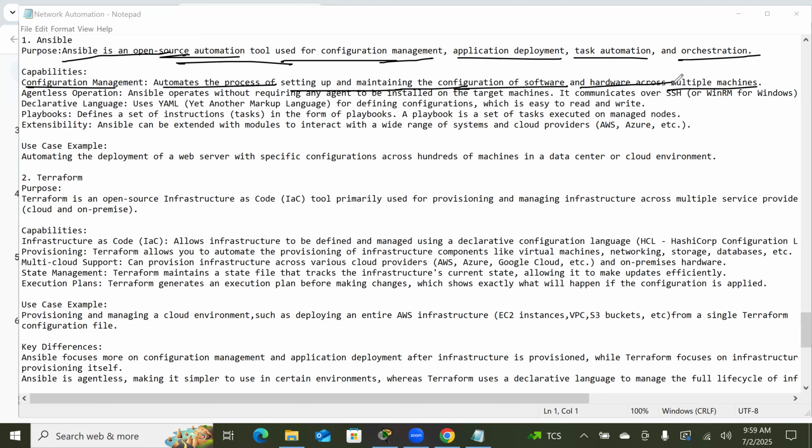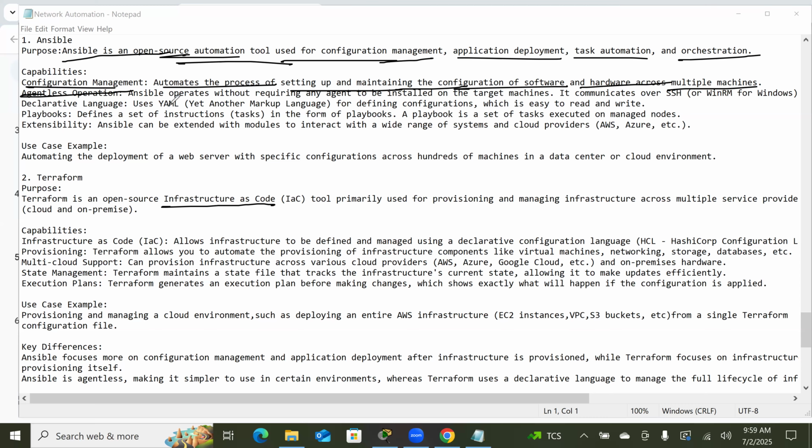So the major difference between Ansible and Terraform is this: Ansible needs the infrastructure already. The infrastructure should be there and only then will Ansible work. But Terraform is IaC, it uses infrastructure as code. We'll discuss that.